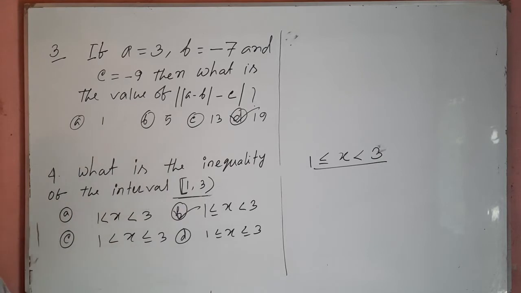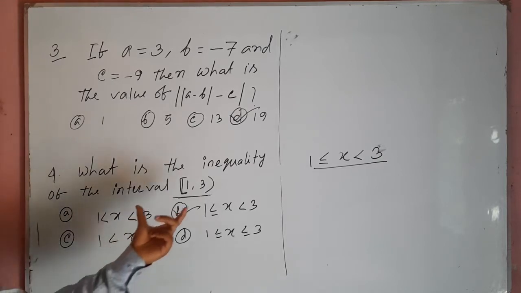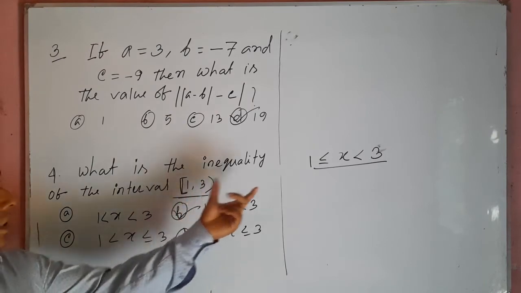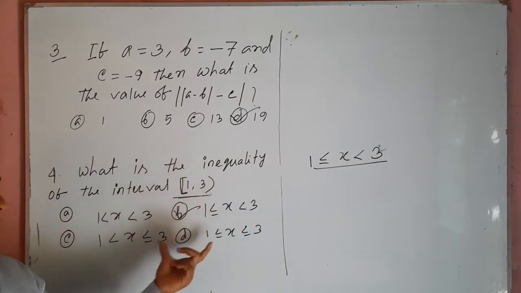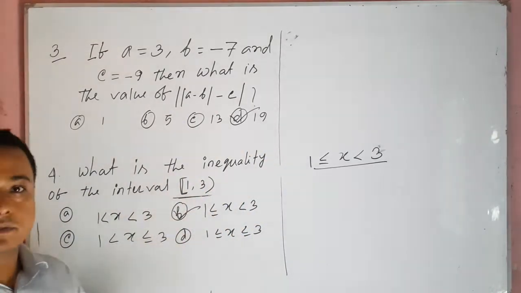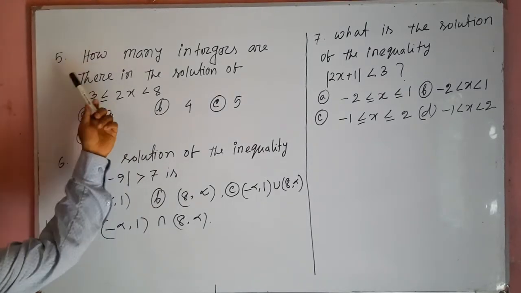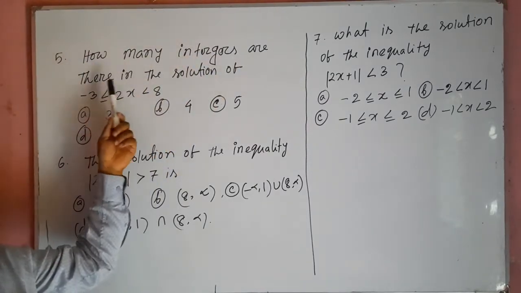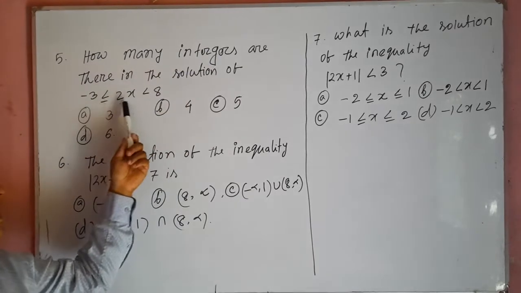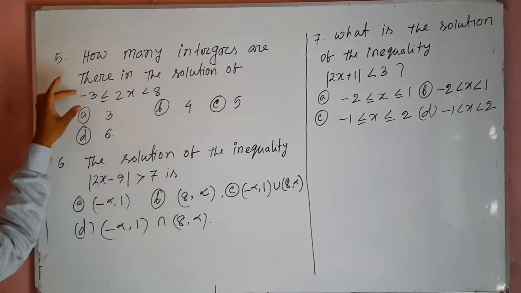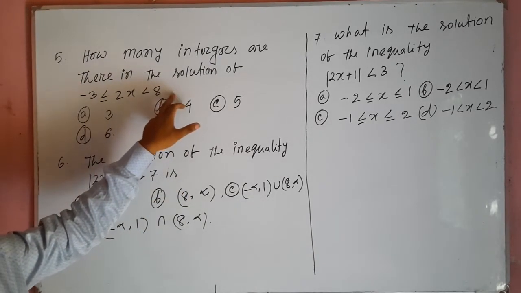So I think that if the question comes from intervals, then we can easily define which answer is right. Now question number 5: how many integers are there in the solution of this? How many integers lie in the solution interval?